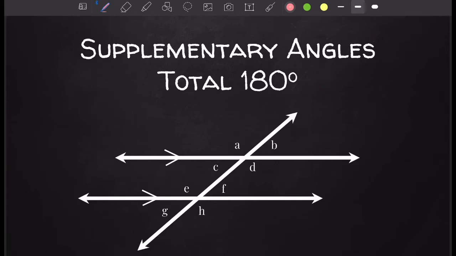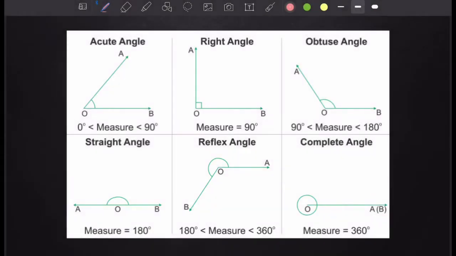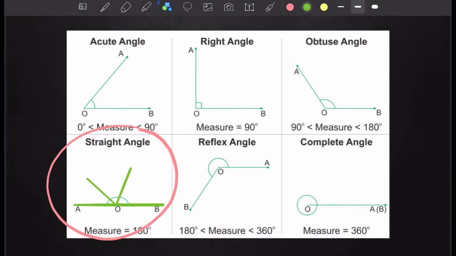Now, supplementary angles total 180. Supplementary angles just means they are angles that make a straight line. If you remember, let's look over here. This is a straight angle, so it makes a straight line over here. So supplementary angles are angles that make a straight line.